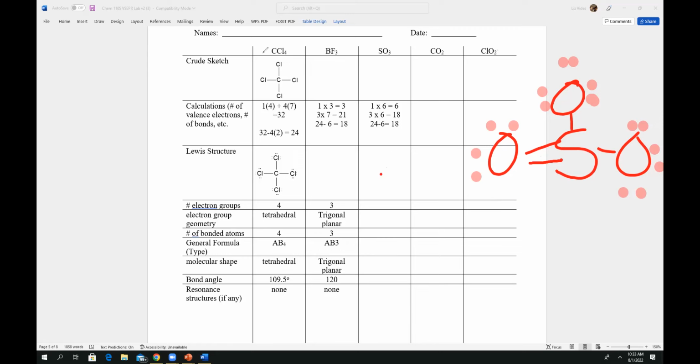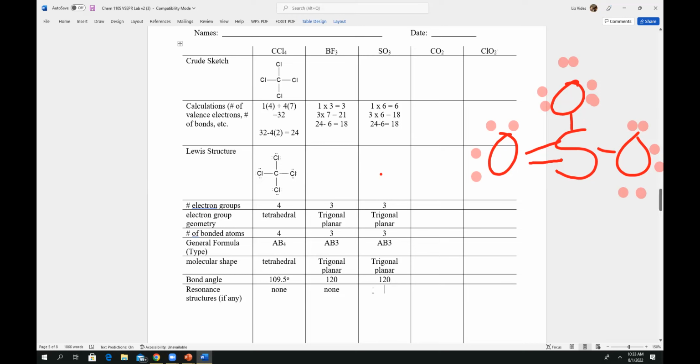Remember that. All right, so how many electron groups do we have? Well, we have 3, right? We only have 3 electron groups. We have a double bond and 2 single bonds. So that means that this is a trigonal planar. How many bonded atoms? We only have 3. That means this is an AB3 also. And that makes it a trigonal planar. The bond angle is still 120.